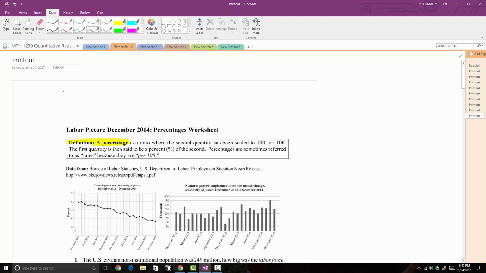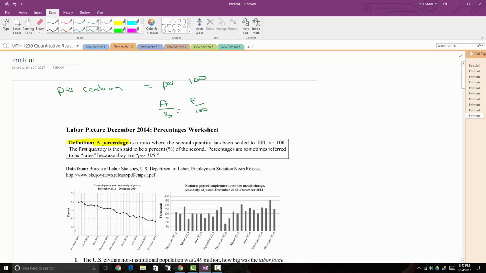The word percent actually comes from a Latin phrase, percentum, which literally means per 100. So whenever we talk about a percent, we're always comparing to 100. A lot of times when you work with percents, a lot of people will refer to setting it up as a proportion.